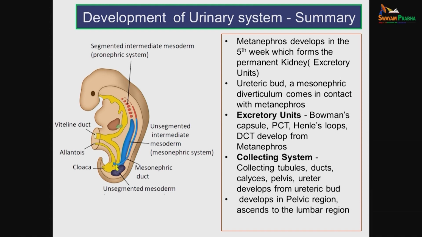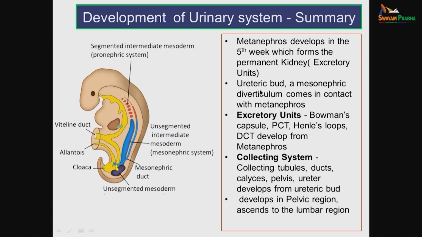So, we will summarize what we have learned in the development of the urinary system. The class has focused on the development of kidney, ureter and bladder. We talked about three overlapping renal systems: pronephros, mesonephros and metanephros. And in humans, metanephros, which develops in the 5th week, was the one which formed the permanent kidney. That is the excretory units of the kidney: Bowman's capsule, PCT, Henle's loop and DCT.